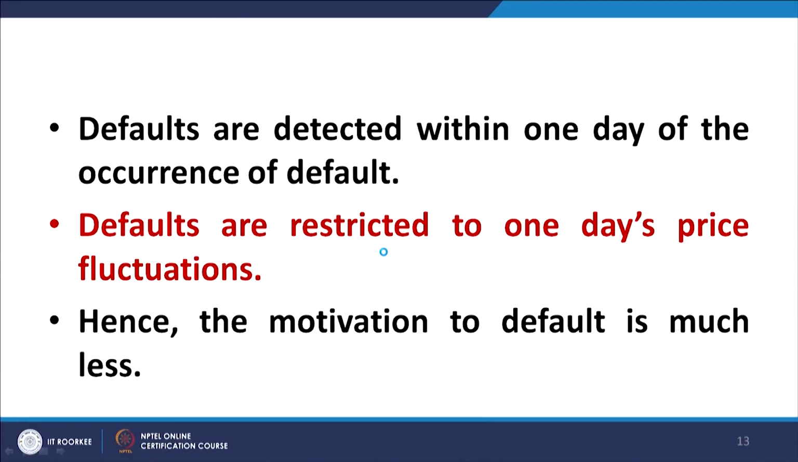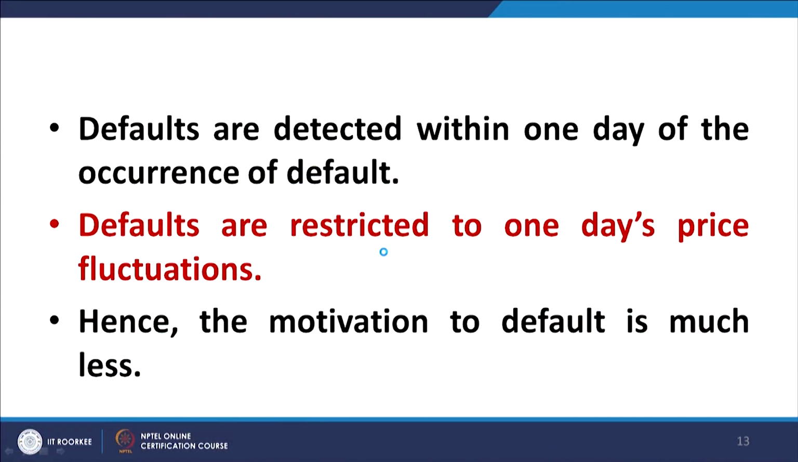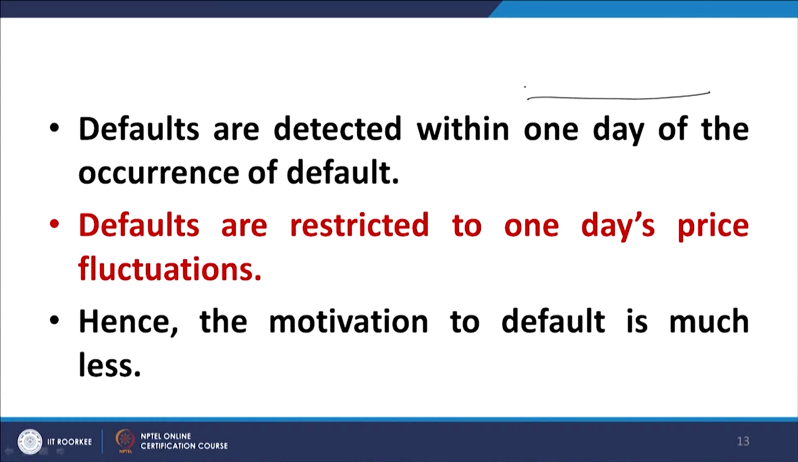And the second thing is that this default is detected immediately on the following day. Normally settlements are on T plus 1 basis, therefore, defaults are detected on the next day. These two things imply what? Let us compare it with the forward contract. In the forward contract, what happens? You take a position at a given point in time, there is no cash flow, let us ignore margins. At maturity, you pay the money, you get the underlying asset.